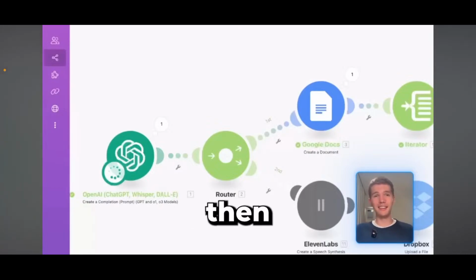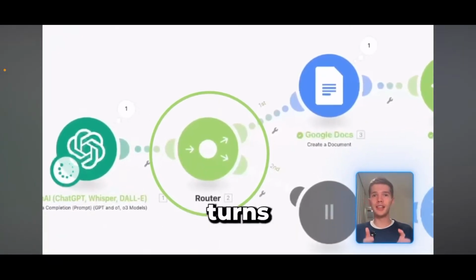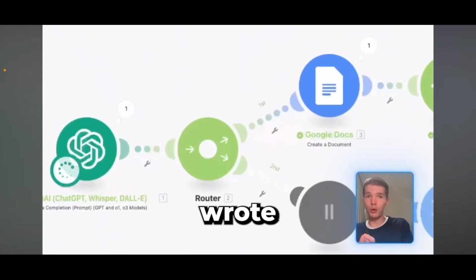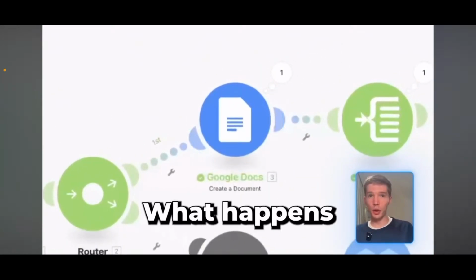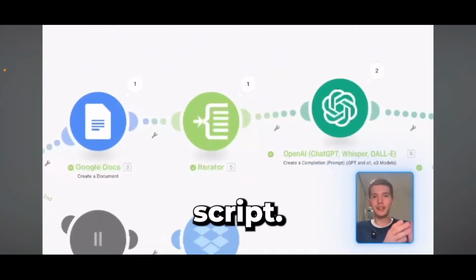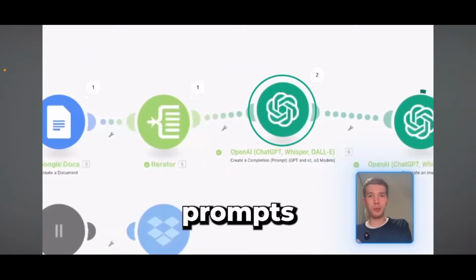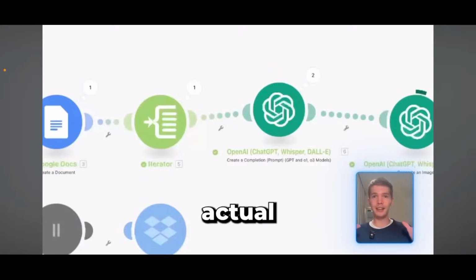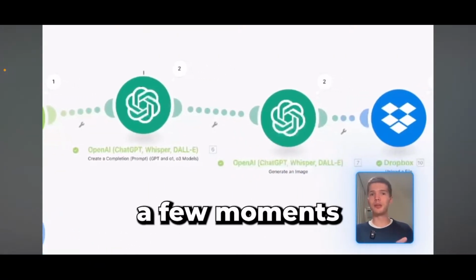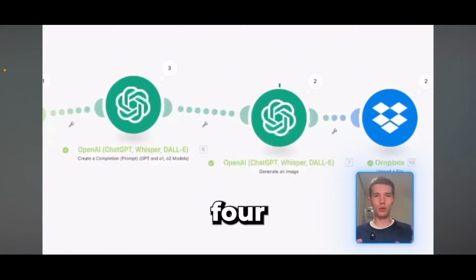Once the script is done, it then sends it to this router, which goes ahead and turns the script that ChatGPT wrote into an actual Google Doc and then places it in your Google Drive. What happens afterwards is based on that script, it then goes ahead and generates prompts for the images which ChatGPT will need in order to create the actual images for our video.